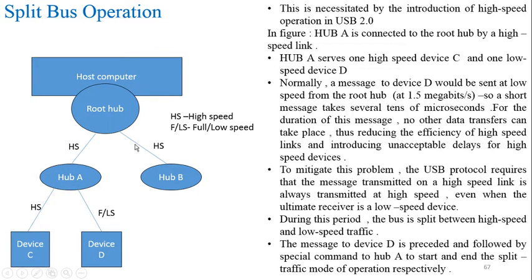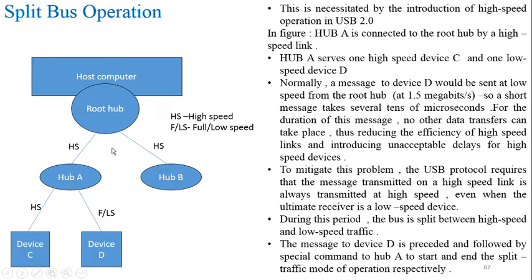What does it mean? It means here it is a low-speed link, used for connecting device D with hub A. Suppose our host computer wants to transfer data to this device D. Which path does it prefer for that data transfer? Here we have only one single path, that is using this high speed link, then using a low speed link for completing the data transfer.